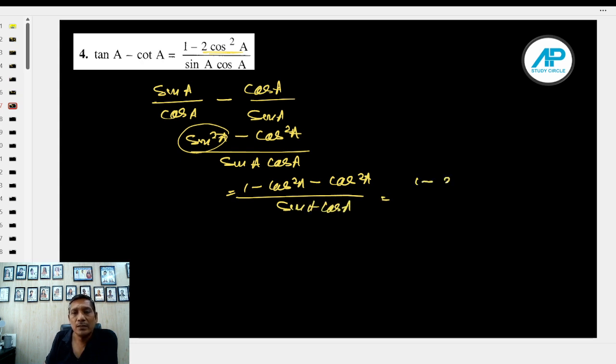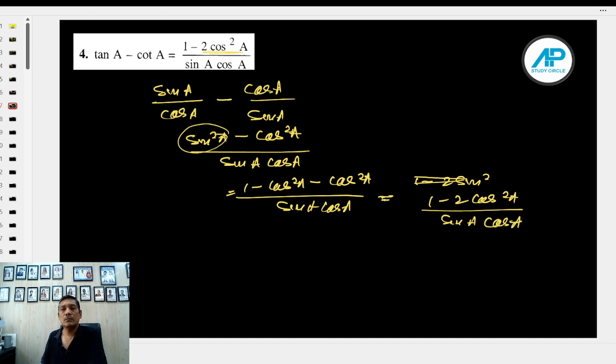That gives me 1 minus 2 cos square A upon sine A cos A. Understand, that is how the question goes. 1 minus 2 cos square A upon sine A cos A. Now you can have one more answer here. I can have the answer as 2 sine square A minus 1 upon sine A cos A as well.